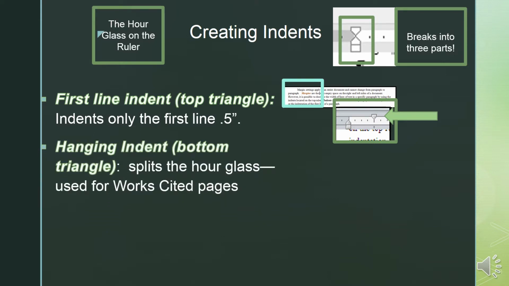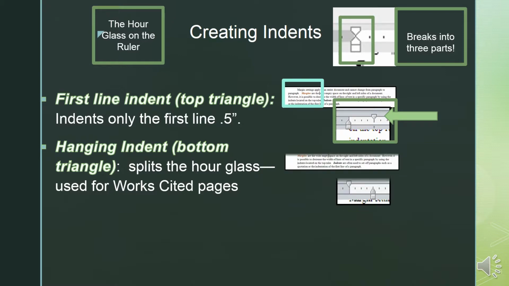The second part of the hourglass is the bottom triangle. This is called the hanging indent. This hanging indent is used for works cited pages.